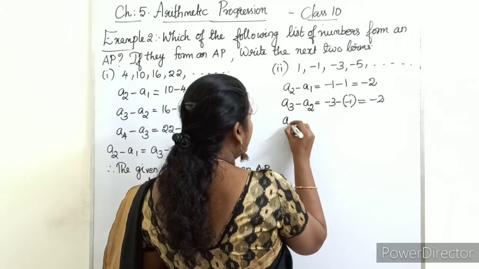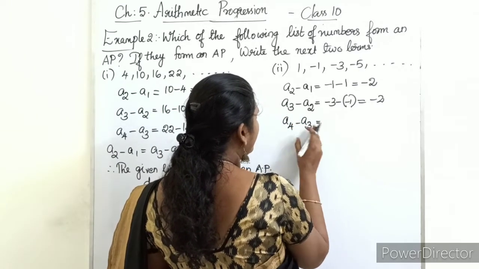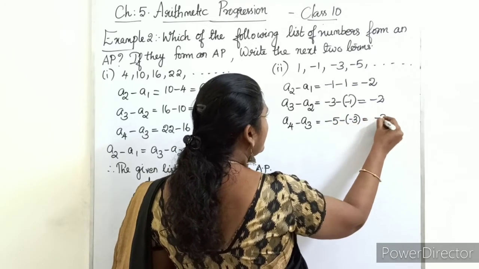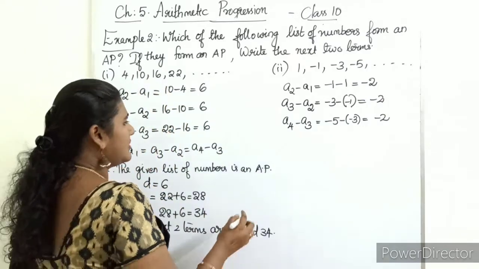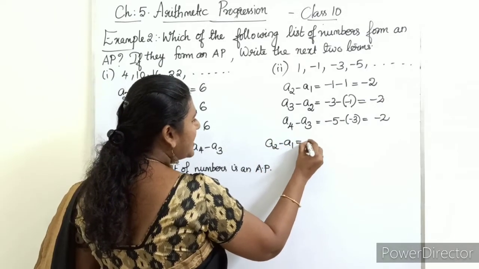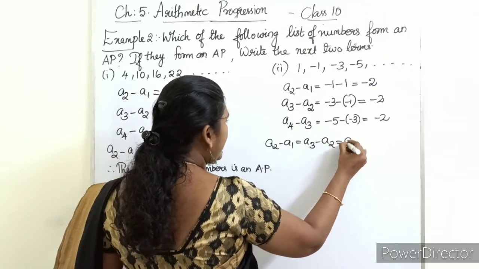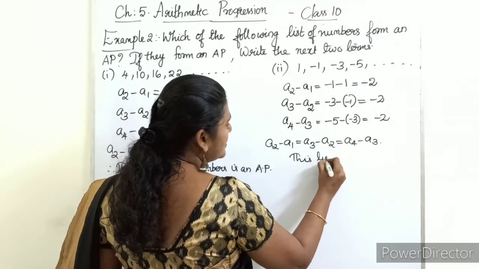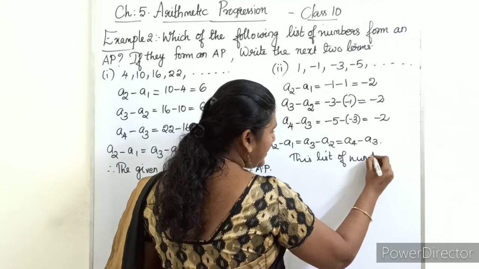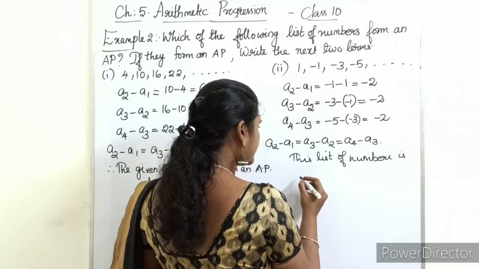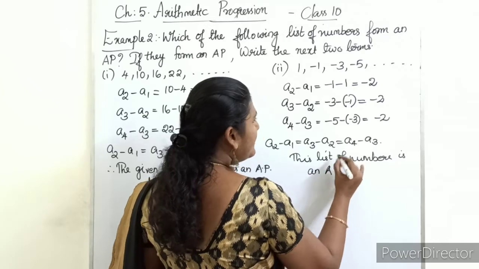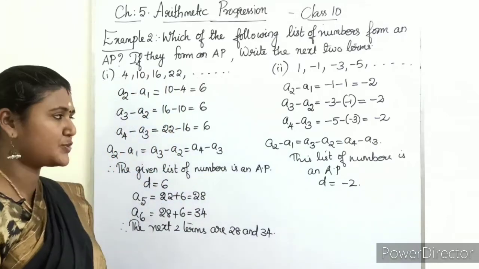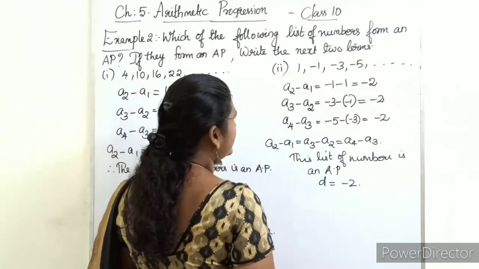Now we will take the next one, that is A4 minus A3. That is minus 5 minus minus 3. That is also minus 2. So since we got A2 minus A1, A3 minus A2 and A4 minus A3 are same, this list of numbers is also an AP. Now here, this is the difference, no? So the common difference for this AP is minus 2, and we have to find the next two terms, that is A5.